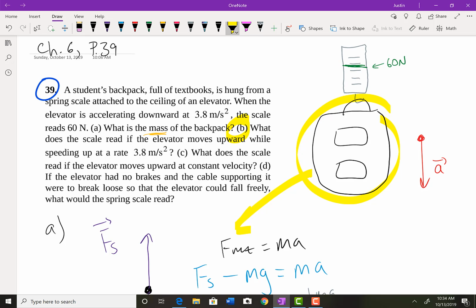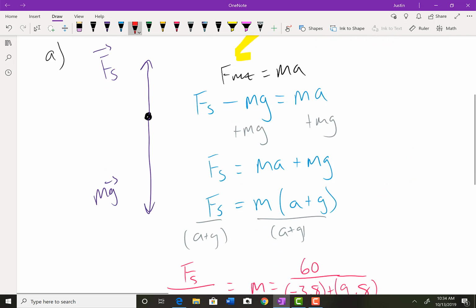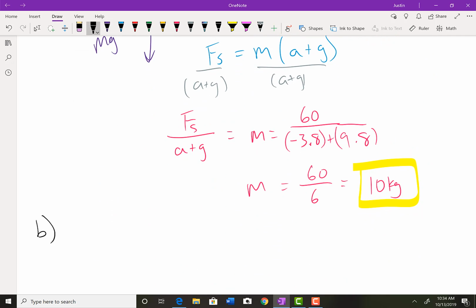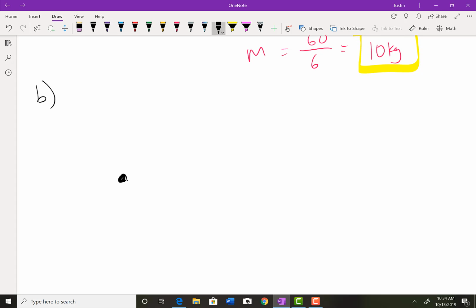So next up they say, what does the spring scale read if the elevator moves upward, speeding up at a rate of 3.8 meters per second squared? Again, that's an acceleration, except now it's accelerating upward at the same rate, 3.8 meters per second squared. Okay, what does that look like? So again, I can draw my free body diagram. The free body diagram really doesn't change. The only thing that's going to change is that the spring force is now going to be bigger than the weight, because I'm accelerating upward at 3.8 meters per second squared.